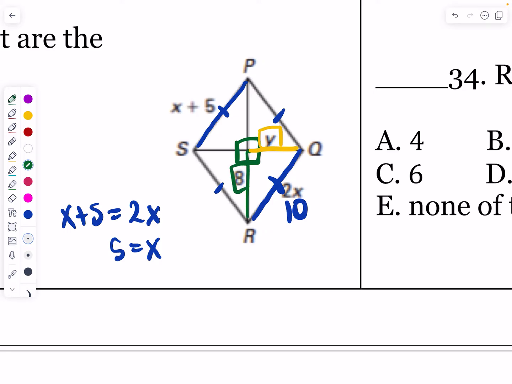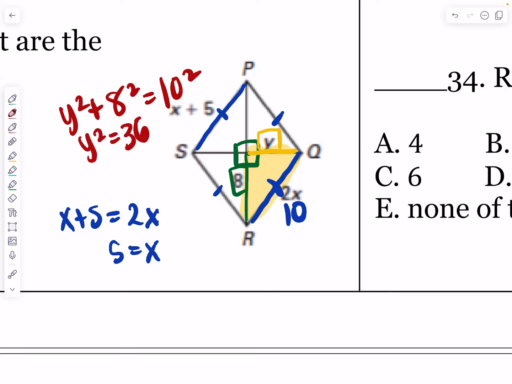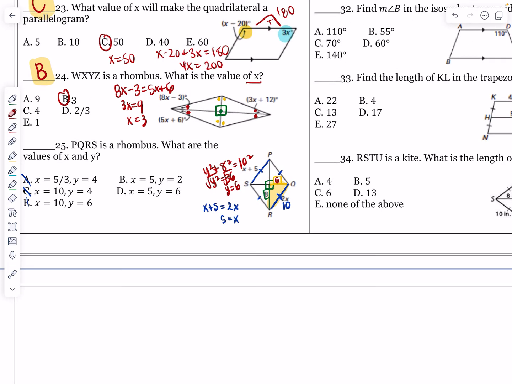So we know that since this is a rhombus, I've got a right triangle living right here. So I can use the Pythagorean theorem. I can do y squared plus 8 squared should be equal to 10 squared. And so I do 10 squared minus 8 squared, which is 100 minus 64, which gives me 36 for y squared, which means that y is going to be equal to 6. So each of these pieces would be 6. So what is y? Y is 6, so it's going to be answer choice D. 25 would be D.